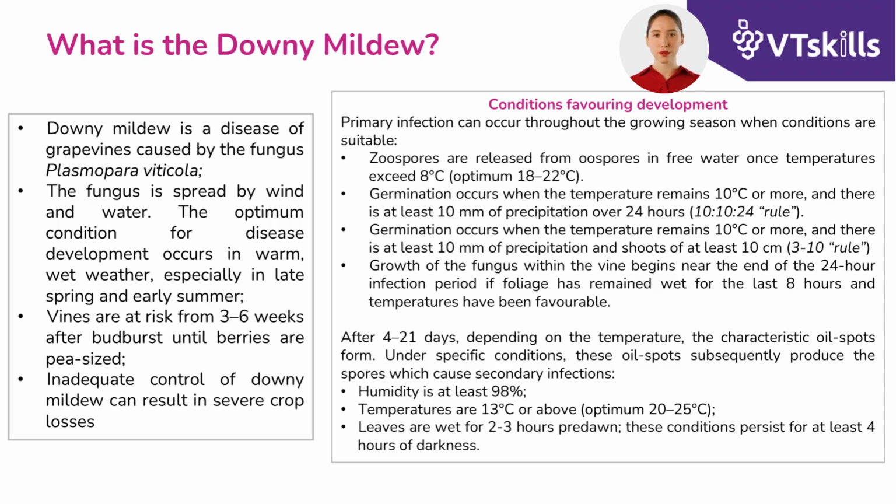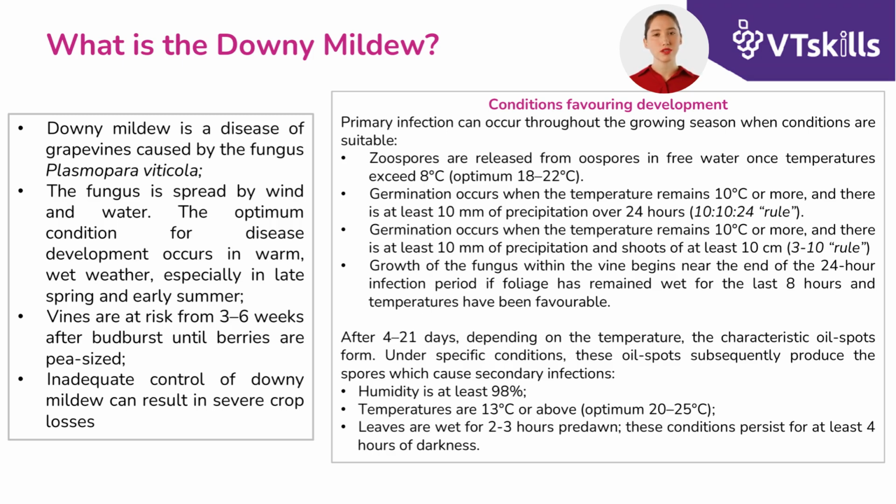Secondary spores, sporangia, are produced on visible lesions and may give rise to new foci of infection. They are generated when the relative humidity is 98%. The temperature is 13 degrees Celsius, the optimal condition is 20 to 25 degrees Celsius, and there is leaf wetness for 3 hours before sunrise, with at least 4 consecutive hours of darkness. In the presence of these conditions, sporulation occurs rapidly.